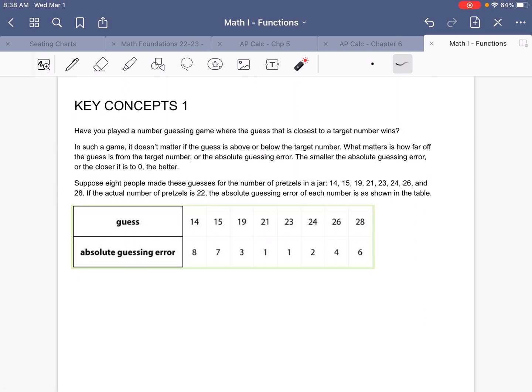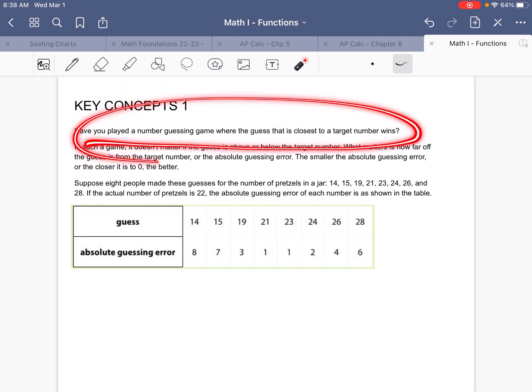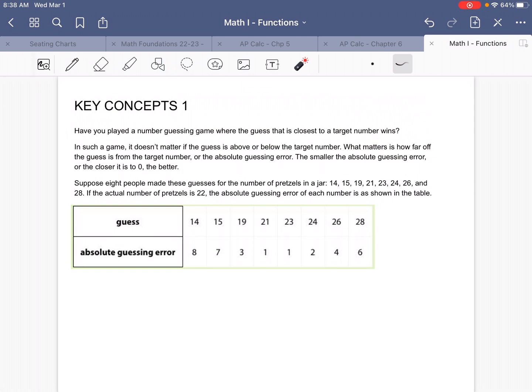Day 15, absolute value functions, part 1. What we're doing is we're trying to make some guesses and see how good they are. So, some key concepts. Have you ever played a guessing game where the guess that is closest to a target number wins? In such a game, it doesn't matter if the guesses are above or below the target number. What matters is how far off the guess is from the target number, or the absolute guessing error.